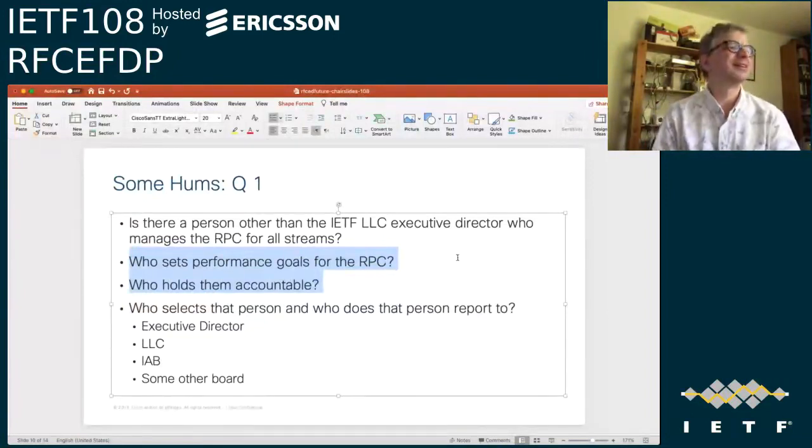Again, the RPC is a contracted entity. Once the contract is set, the management of that is solely on one side, the LLC and whoever they assign to manage the contract, and on the other side, it's whoever's managing the RPC people. So the performance goals are set in the contract with community input. Holding them accountable is solely a contract management thing. There really isn't a question here, unless the RPC is some flavor of volunteer organization that we're just folding in amongst everything else.